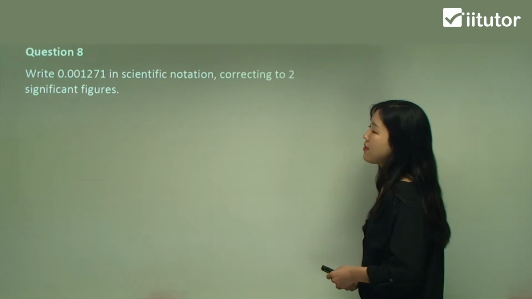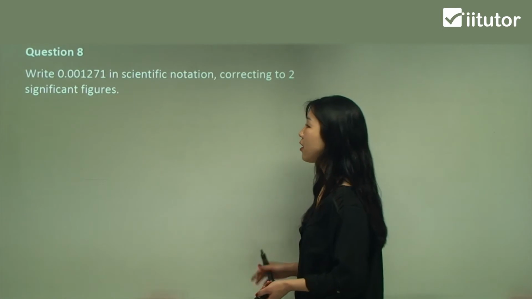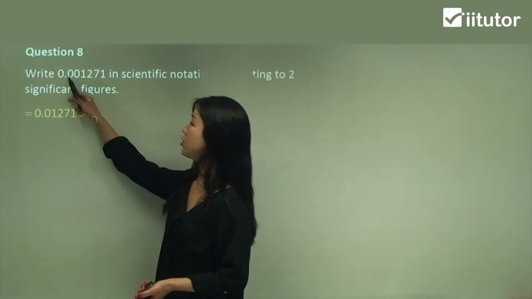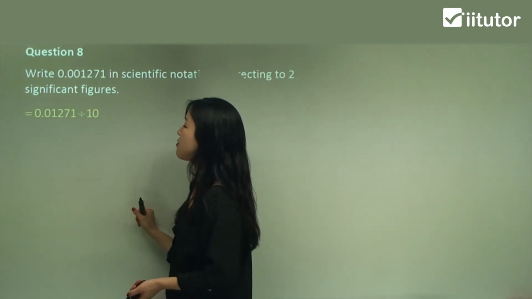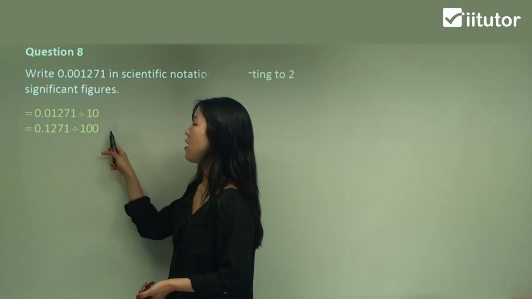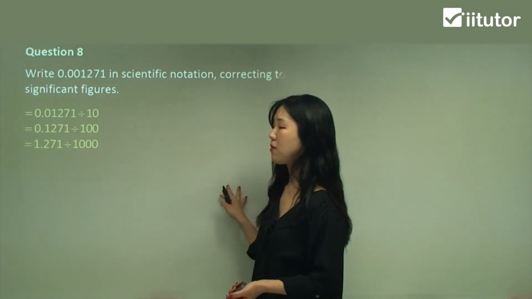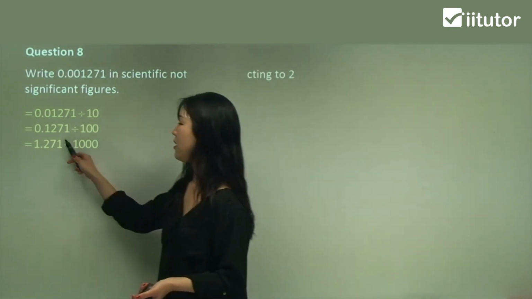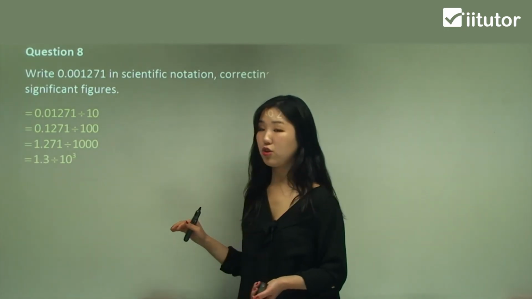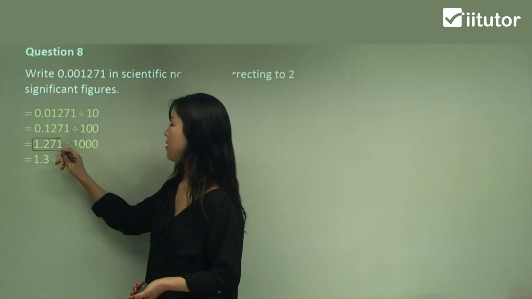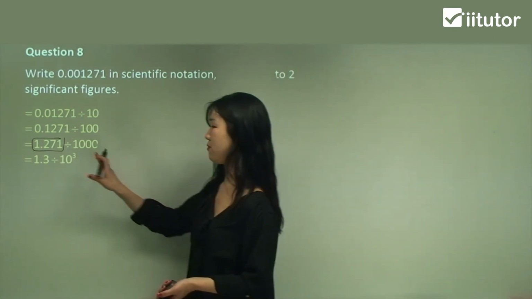Question 8. Write this number in scientific notation correcting to 2 significant figures. I'm going to do the exact same thing. So if I move the decimal to the right by 1, I have to make sure to divide by 10. And then if I move the decimal again to the right by 1, I divide by 100. Move it to the right by 1, that means we're dividing by 1,000. And as you can see, it's in between 1 and 10. And then we know that 1,000 is 10 cubed. And also, can you see that I've just rounded this off to two significant figures as well? Just do that once you've found that number.